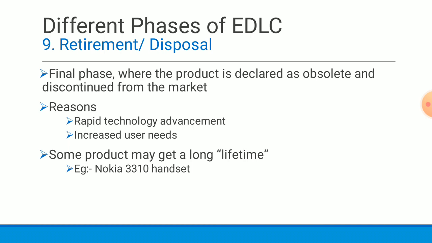Okay, so these are the different phases of the embedded product development life cycle. So need phase, conceptualization phase, analysis phase, design phase, then development and testing phase, deployment phase, support phase, upgrade phase, retirement phase. Okay, last one is retirement or disposal phase. So in the next video we will see the EDLC approaches in detail. Okay, thank you.